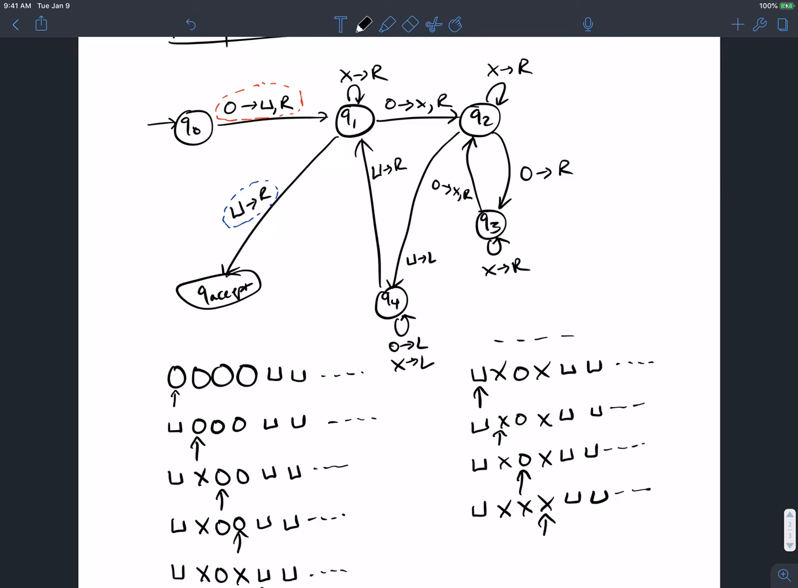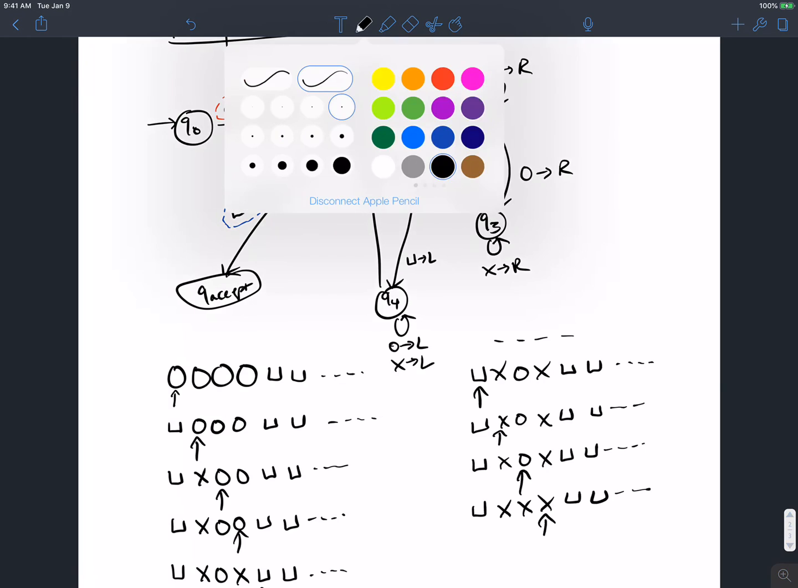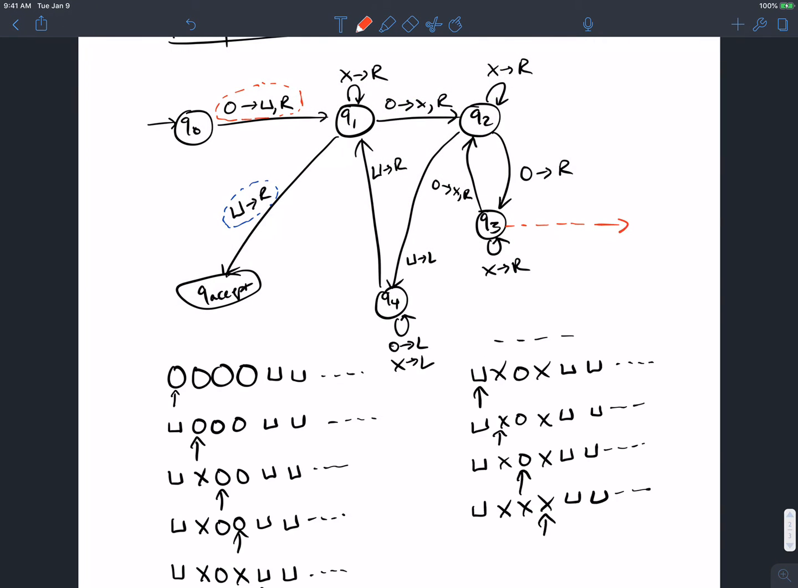Cool. What about a single 0? What's going to happen? It's going to accept it. What about 3 zeros? Well, 2 zeros is going to accept. What about 3 zeros? Well, it's going to mark the first one, so there are 2 left. Then I'm going to mark the first one, skip the first 0, and then move right. But then I'm going to hit a blank. And there's no transition out of Q3 with a blank. Right, there's no transition like that.